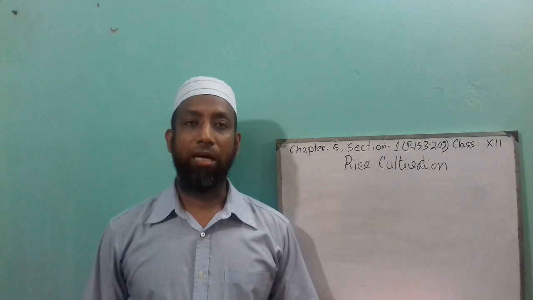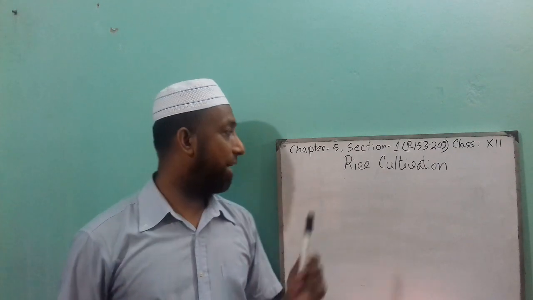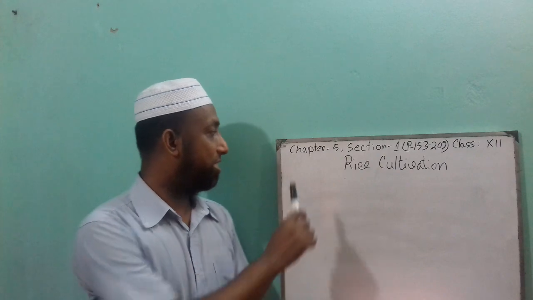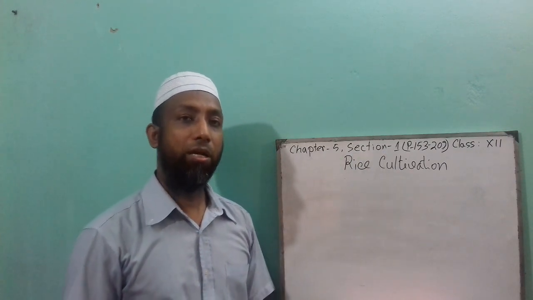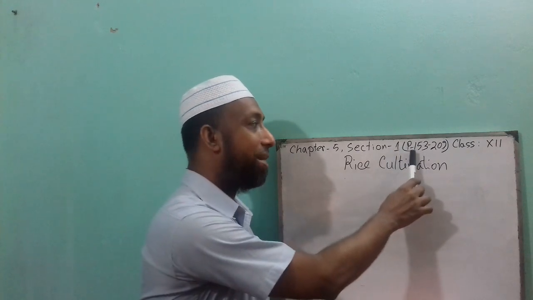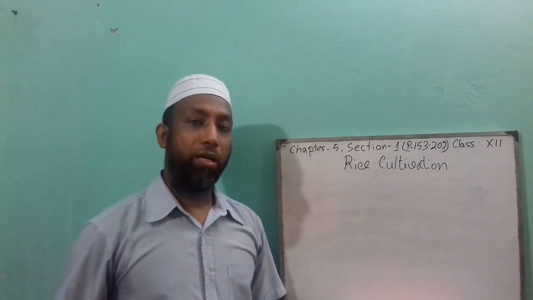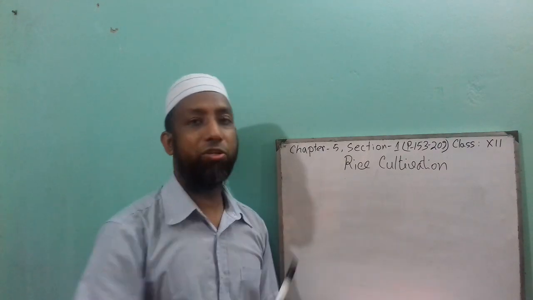Today I will discuss Agriculture Studies first paper for class 12, and the chapter name is Cereal Crops Cultivation Method, which is chapter 5, section 1. You can find this chapter in your book, page number 153 to 209. And today I will discuss the rice cultivation method.